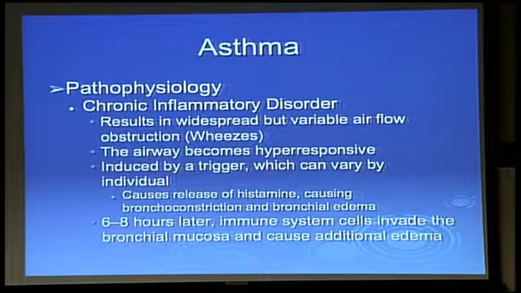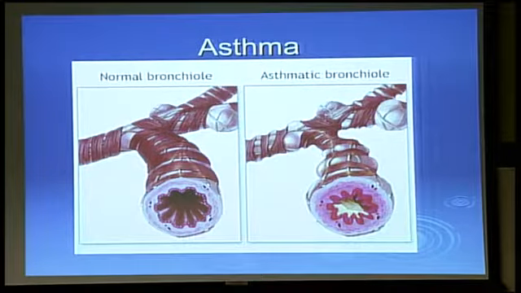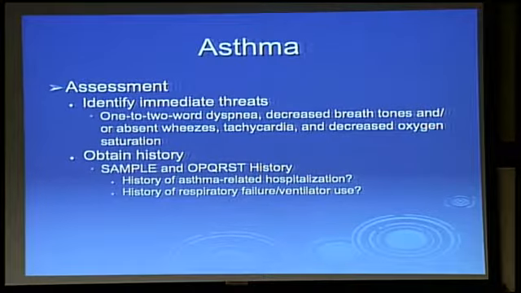There's typically a trigger, and individuals may know their own. And so then there's a trigger, and then the immune system becomes overactive, and then you get additional edema in the bronchioles. So an asthmatic bronchiole is getting plugged, and the issue becomes you can't get air out, because these small airways are plugged. So patients with asthma can crump very quickly.